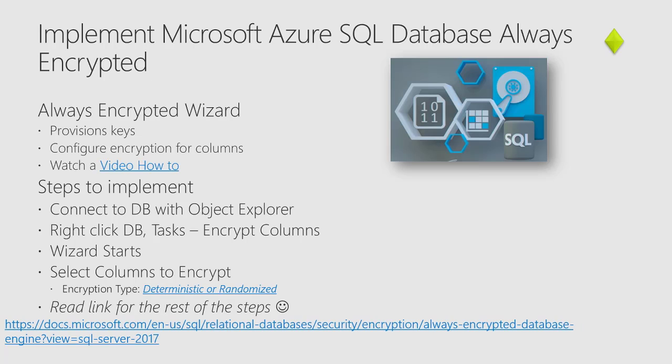Always Encrypted is a feature designed to protect sensitive data such as credit card numbers or national identification numbers, for example, U.S. Social Security numbers, stored in Azure SQL Database or SQL Server databases. Always Encrypted allows clients to encrypt sensitive data inside client applications and never reveals the encryption keys to the database engine. Always Encrypted provides a separation between those who own the data and can view it and those who manage the data but should not have access.